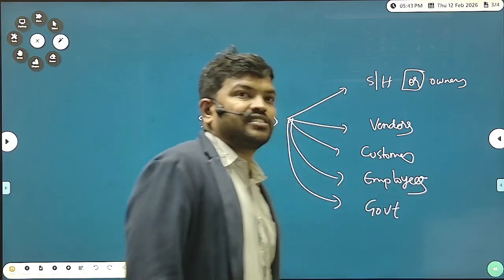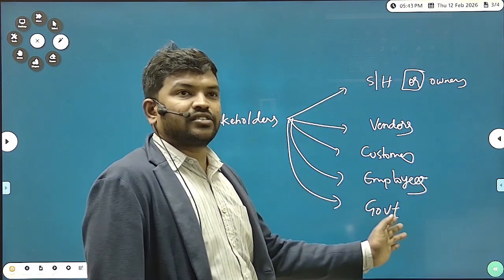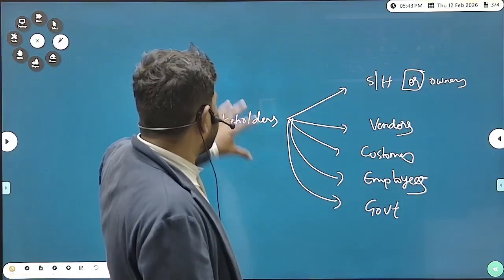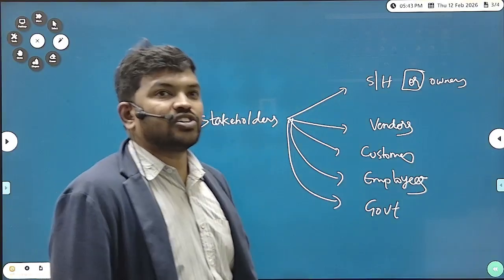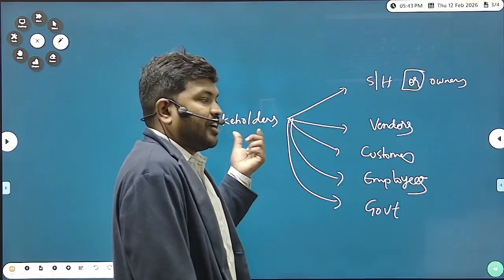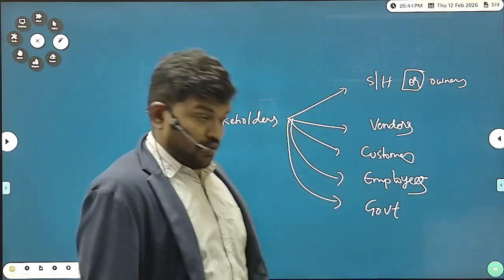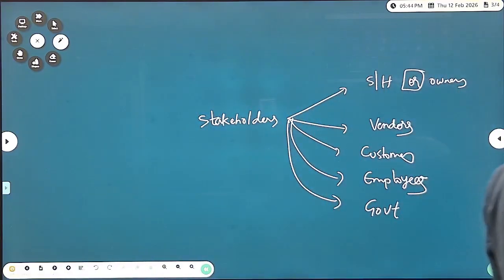Why? Taxes. Business is going to pay tax to the government. So government is also interested. So whoever is interested in the business, they are called stakeholders. So they are the ultimate users of the financial statements. Clear? Clear with this point? Okay.